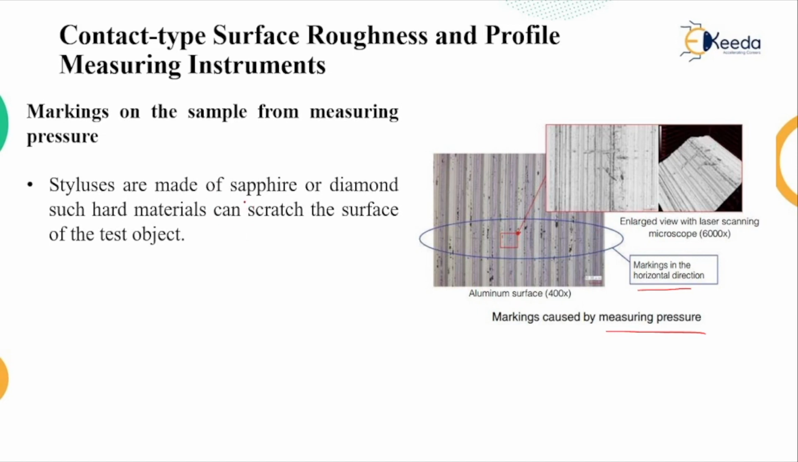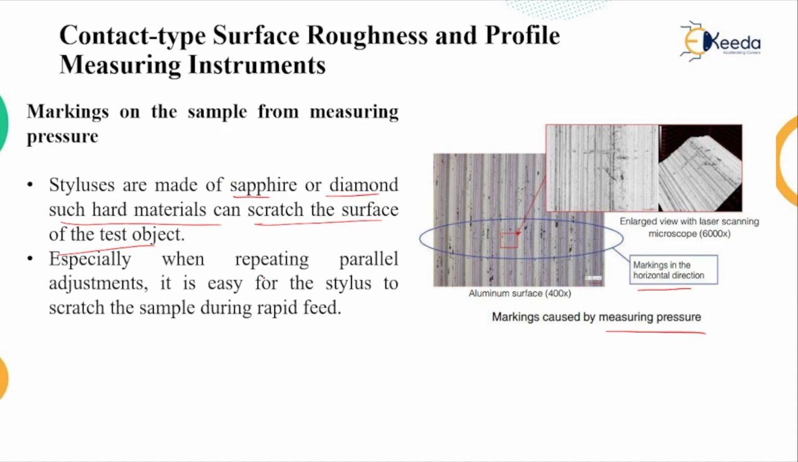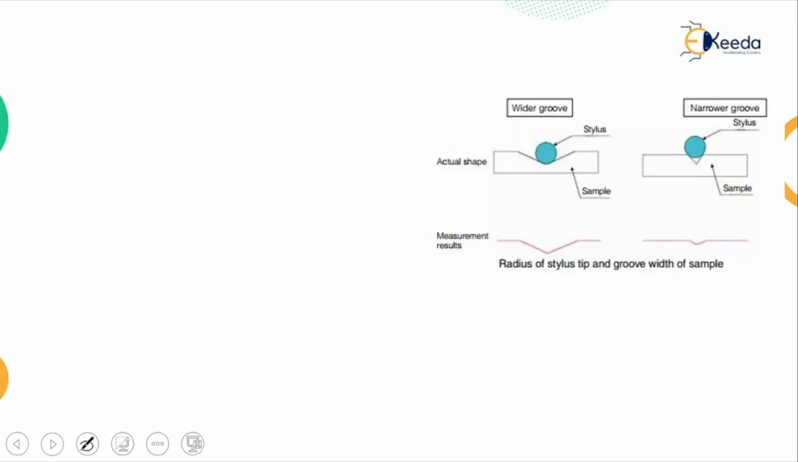Styluses are made of sapphire and diamond. We know diamond is the hardest material available in the world, so it can scratch the surface, especially with repeated parallel adjustment. It is easy for the stylus to scratch the sample during rapid feed, so that should not happen. There should not be any scratches.